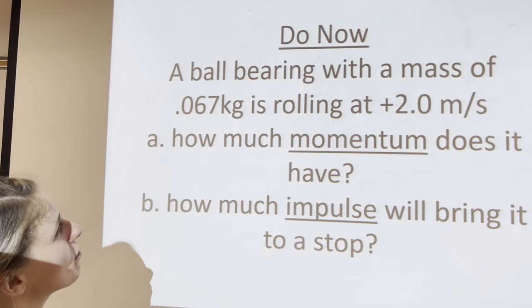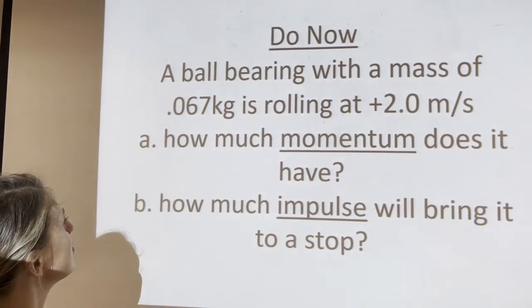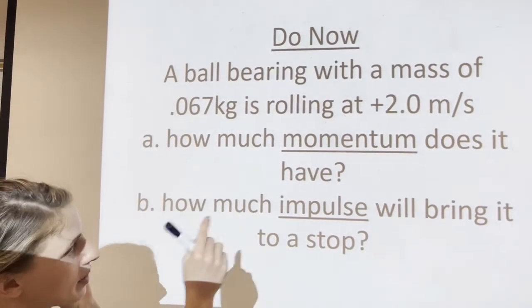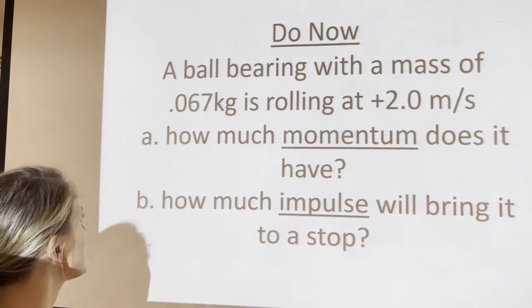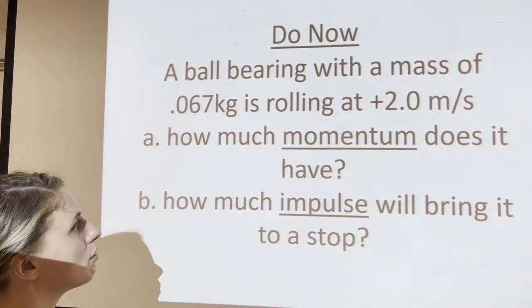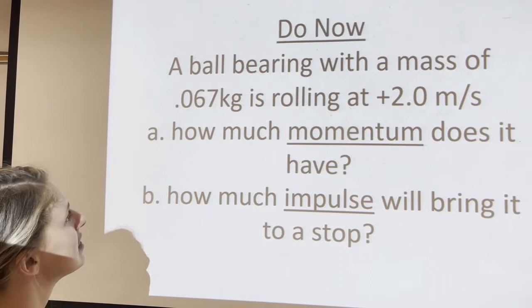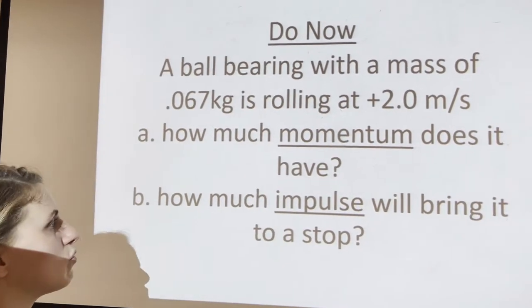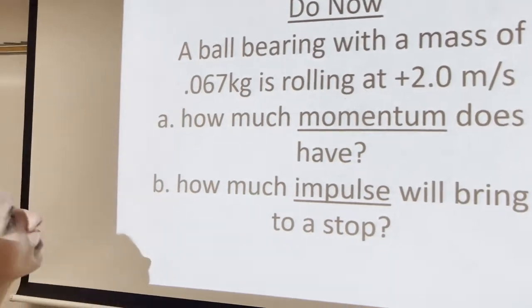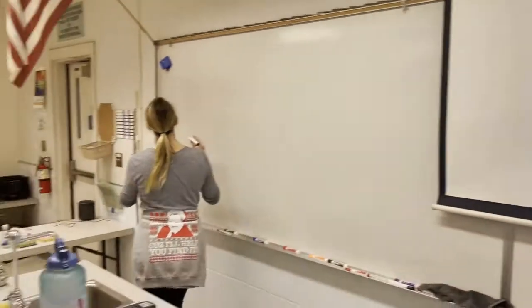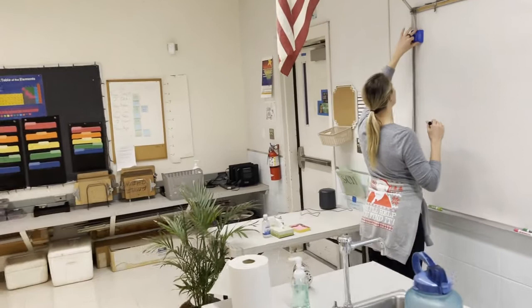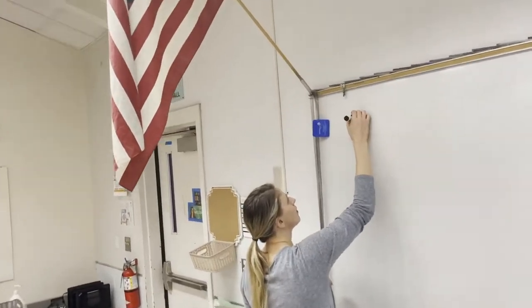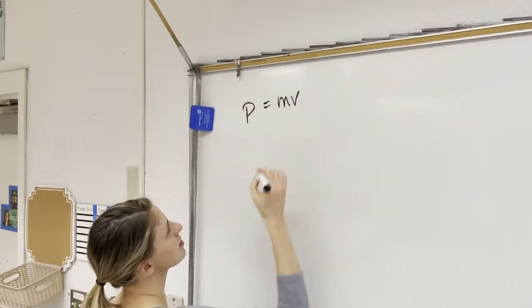A ball bearing with a mass of 0.067 kilograms is rolling at 2 meters per second in the positive direction. How much momentum does it have? And then B, how much impulse will bring it to a stop? Okay, what's that equation for momentum? This is really simple, I think. P equals mass times velocity, right?